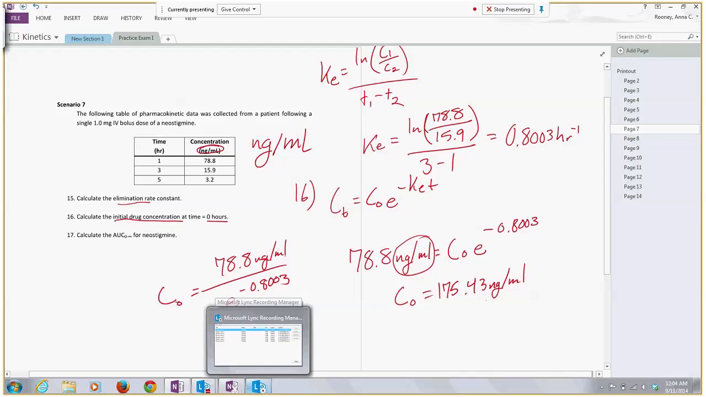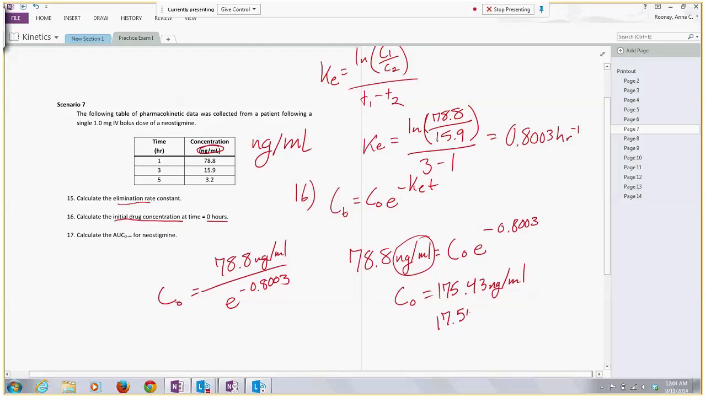So if you want it in milligrams per liter, which they might ask for, they might just say, oh, what is this in milligrams per liter? Make sure you pay attention to your units.